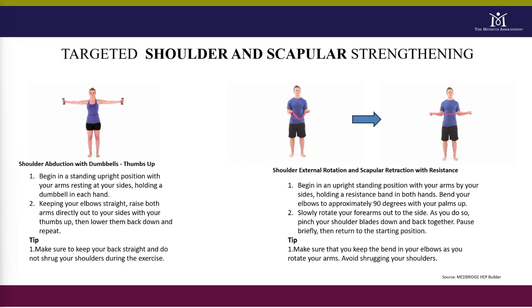Again, shoulder abduction, this is moving your arms out to the side with or without weight. And then you have the shoulder external rotation, so you're holding an elastic band and basically you're stretching it out.